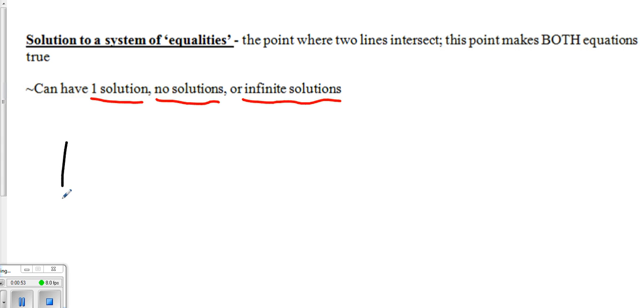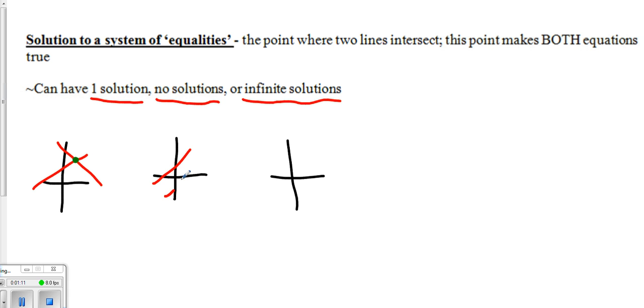I'm just going to really quick draw three different graphs to show you what each of these would look like. Now if we had two equations that looked something like this, these will cross at one point right here, so there'd be one solution. If we had two lines that looked something like this, and they never ever cross each other, there'd be no solutions. There's no spot where those two will cross each other.